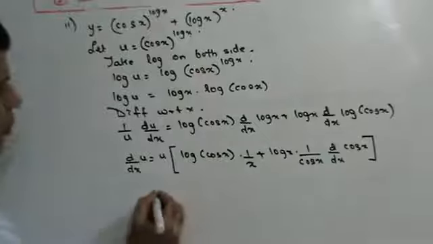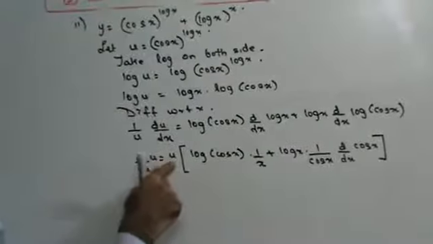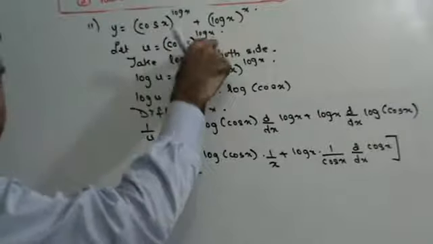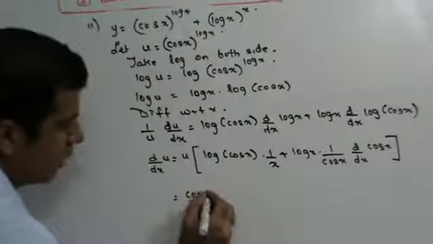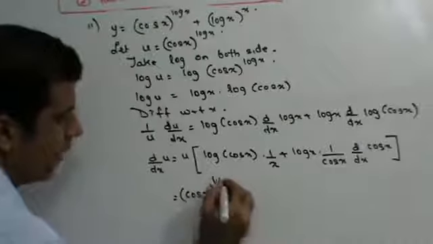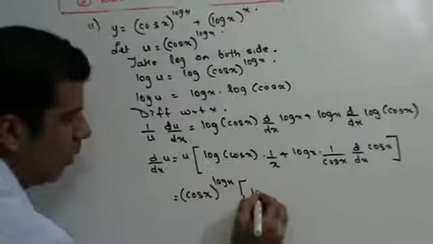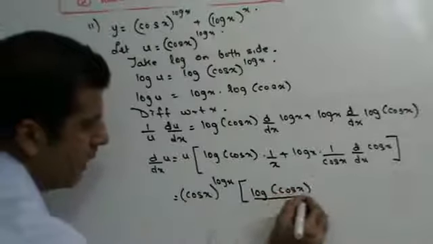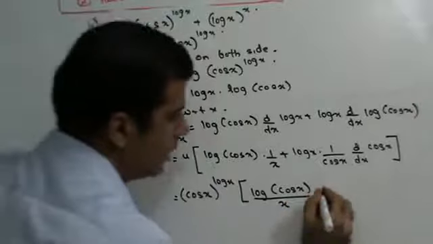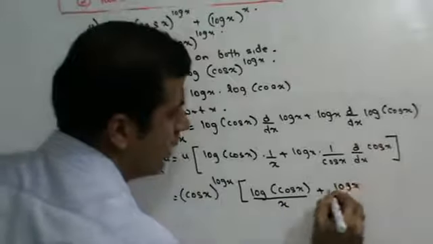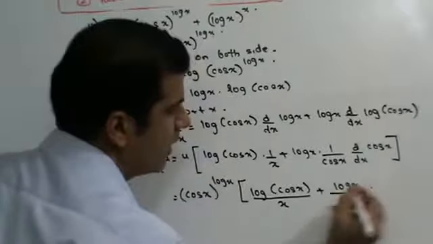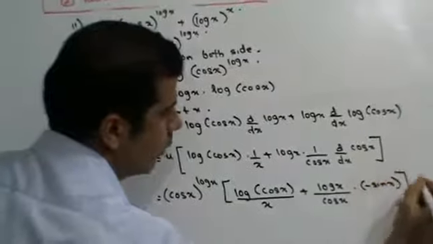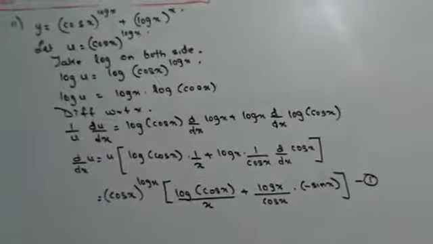Right? u can be written as, we have assumed u to be cos x raised to log x. So this is cos x raised to log x, times log cos x upon x plus log x upon cos x, d by dx of cos x, minus sin x. Call this equation 1.